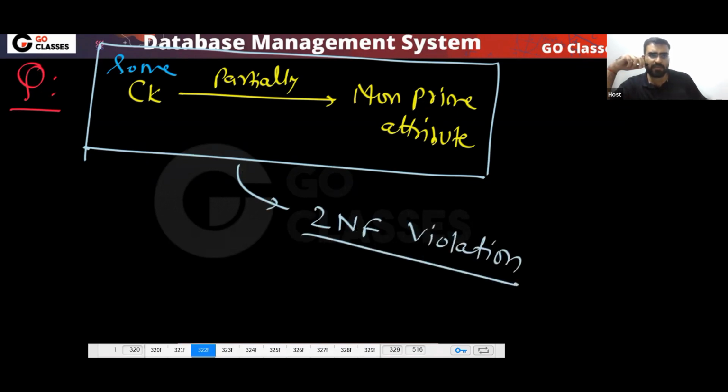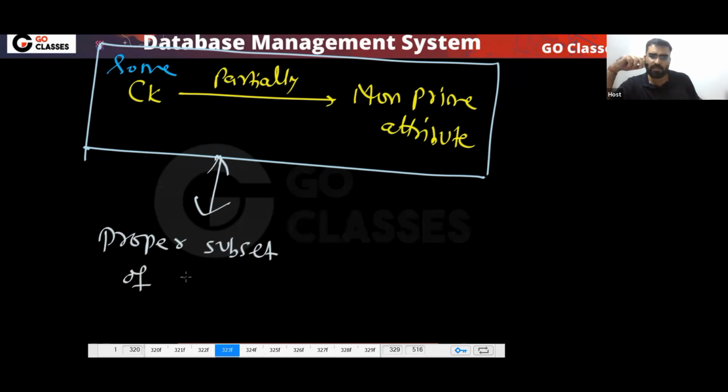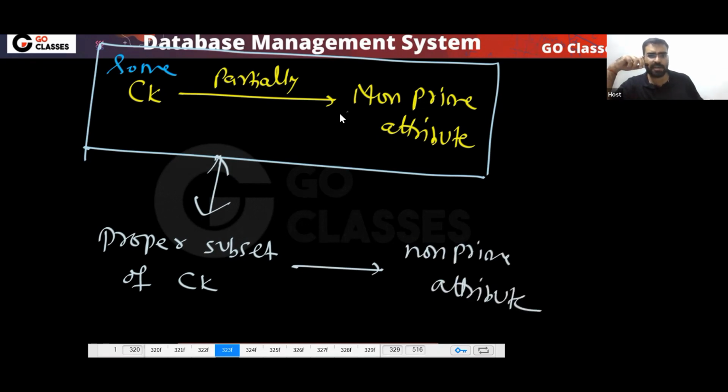Okay, this is the 2NF violation that we already know: some proper subset of a candidate key determining a non-prime attribute. Because of this, what happens? That proper subset of the candidate key determines a non-prime attribute, correct? They are equivalent to each other.